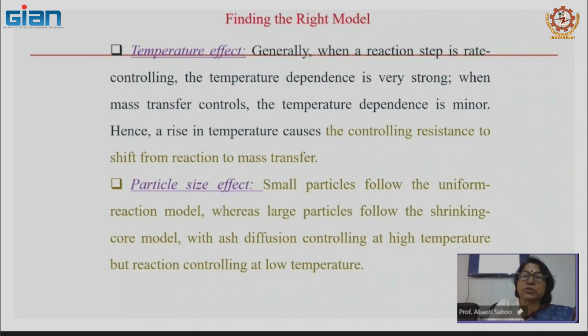But that is why temperature dependence in the mass transfer is minor. So, particle size also has an effect. Small particles usually follow the uniform reaction model, because more pores will be available, whereas large particles follow the shrinking core model, where ash diffusion is controlling at high temperature, or reaction rate is controlling at low temperature. So, particle size wise also we can say that, if small, in general, some exceptional cases will be there.